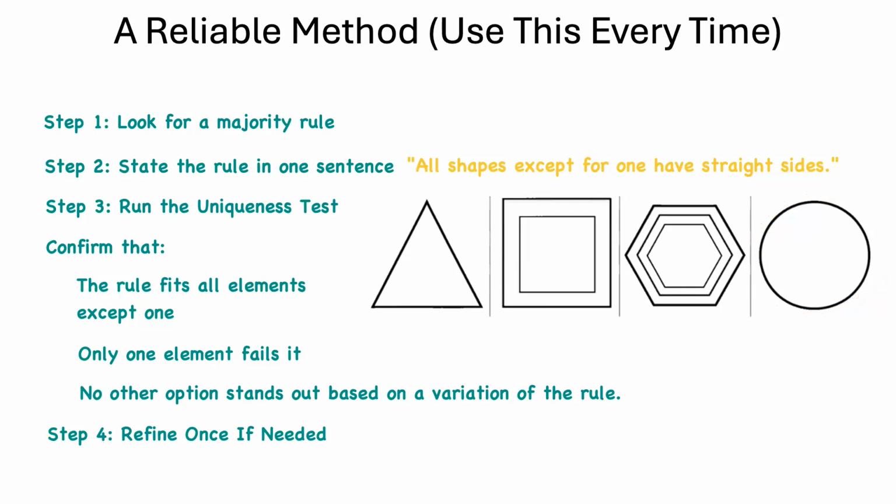And lastly, no other option stands out based on a variation of the rule. This is also true. So this does pass the uniqueness test, and we don't have to move on to step 4. There's no need to refine because we've satisfied the uniqueness test. And therefore, element 4, the circle, would be the odd one out.